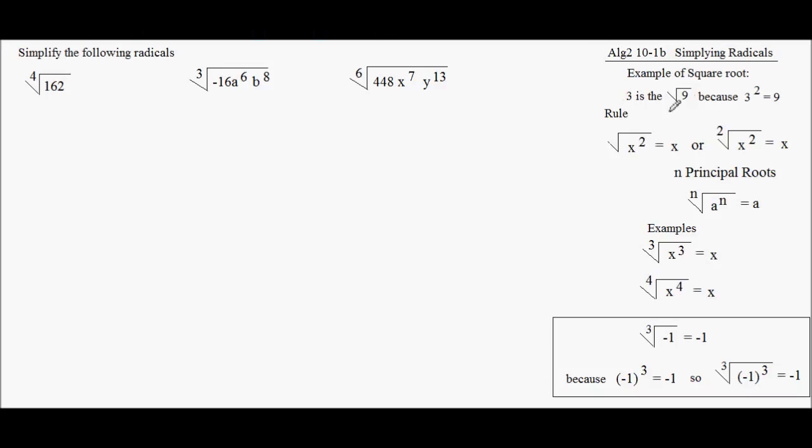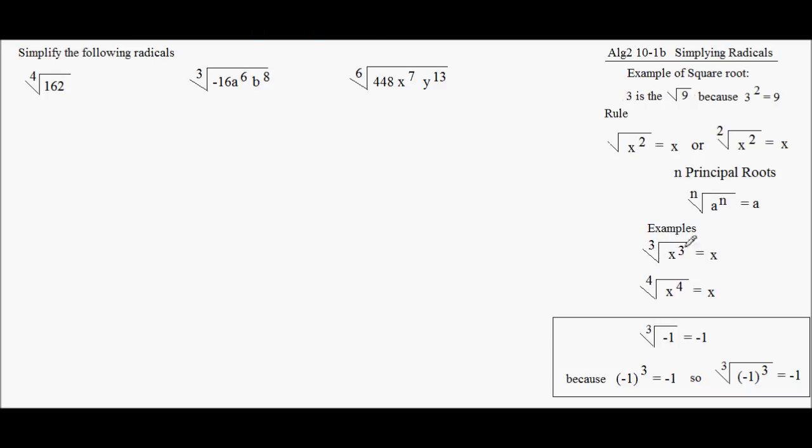So remember, the square root of 9 is 3 because 3 squared is 9. The rule then is, if I take the square root of x squared, I get x. Very important. The principle applies to nth roots: the nth root of a to the n is a.